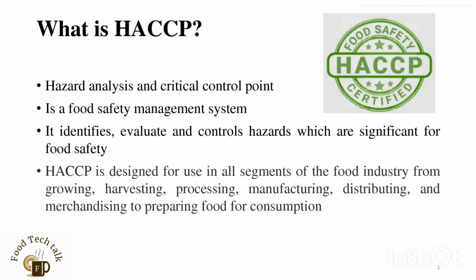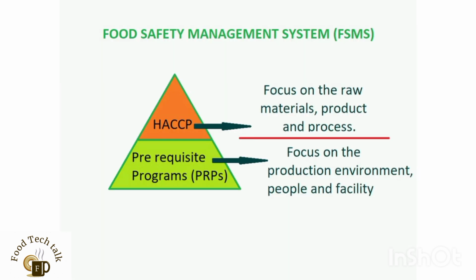HACCP stands for Hazard Analysis and Critical Control Points. It is a systematic approach to identifying and controlling hazards in the food production process. HACCP is a globally recognized standard for ensuring food safety. Building a HACCP system requires a structured approach, which includes prerequisite programs and a HACCP plan.